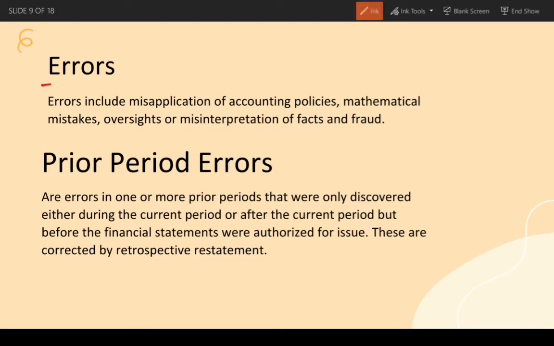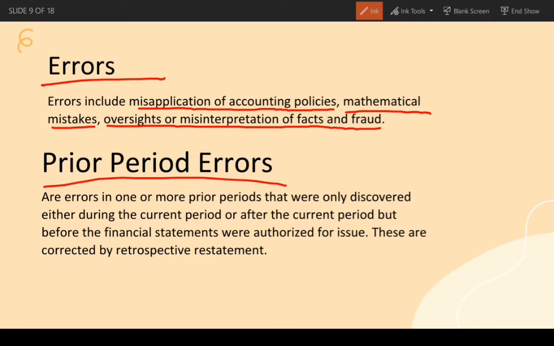Errors include misapplication of accounting policy, mathematical mistake, oversight, or misinterpretation of facts and fraud. Prior period errors are errors in one or more prior periods that were only discovered either during the current period or after the current period but before the financial statements were authorized for issue. These are corrected by retrospective restatement.